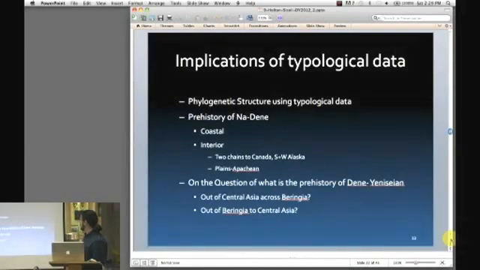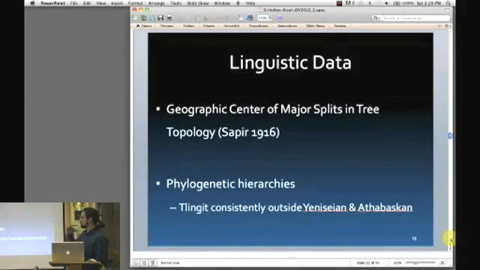again on its own. On the question of what is the prehistory of Dene and Yeniseian, testing these 2 hypotheses, the out of Central Asia across Beringia or out of Beringia to Central Asia, just using 2 kinds of modes of reasoning. One, I would say, weaker than the other. Given the geographic center of the major splits in the tree topology, following suggestions by Sapir about a century ago, that is a reason to hypothesize the center of a radiation event, whether that be a biological species diversification or linguistic diversification.